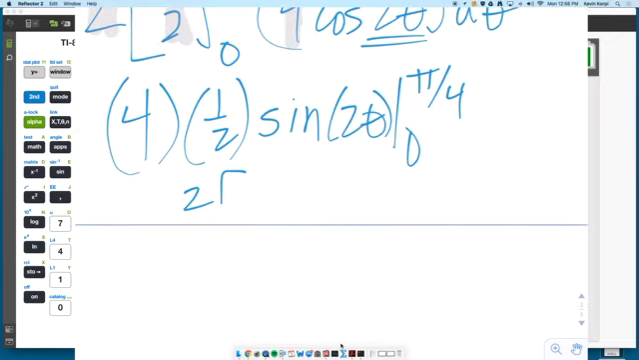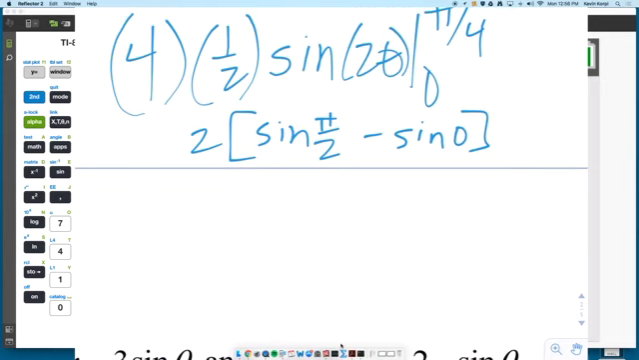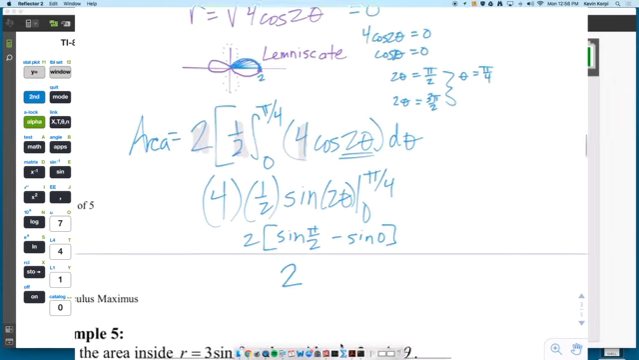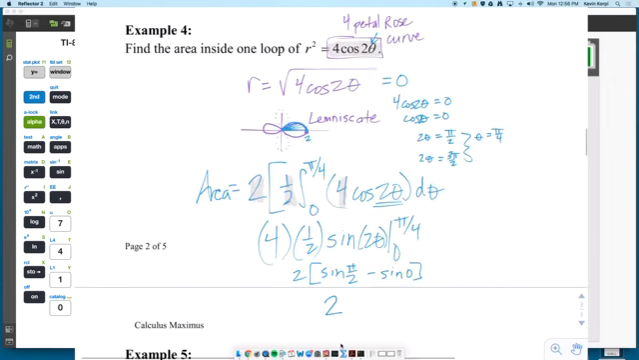And we end up with 2 times the bracket: sine of pi fourths times 2, which is pi halves, minus sine of 0 times 2, which is 0. And our final answer is 2. There you go. So what would be the area of the entire lemniscate? 4, right? You double it, because there's 2 of them.